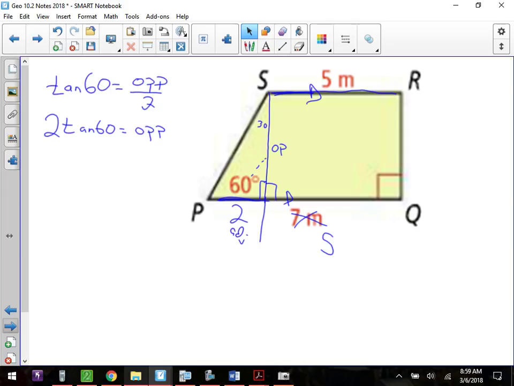Or if you remembered your ratios of sides, if you did it that way, you know across from the 30 is 2, and that gives you your height of 2√3. You get the exact same answer. So our height for this problem is 2√3.